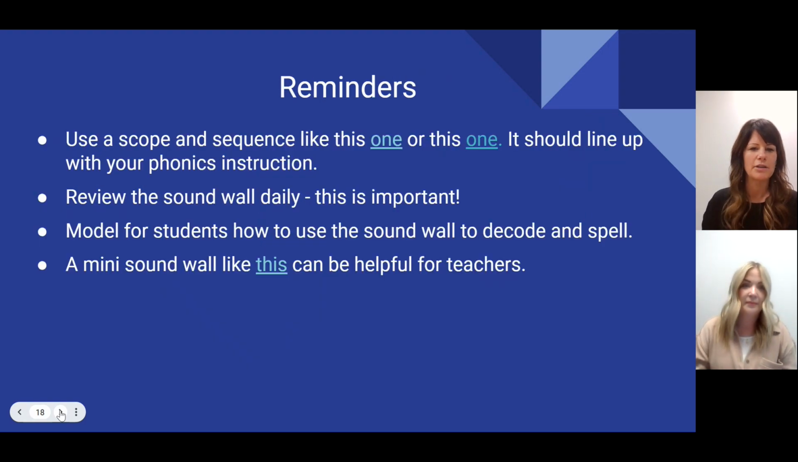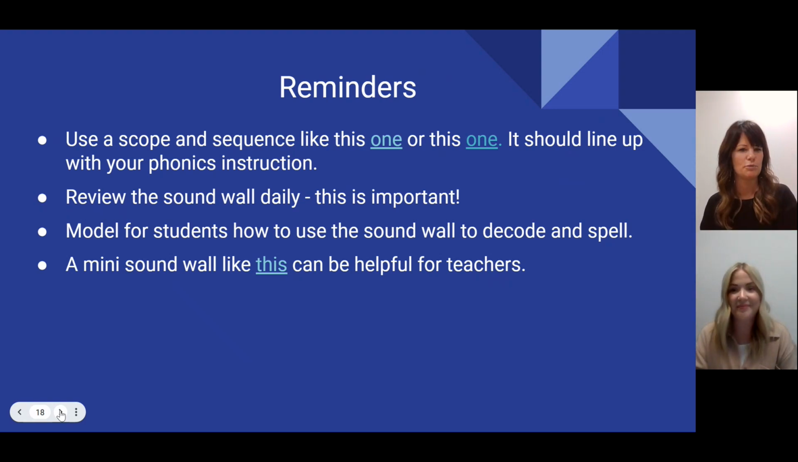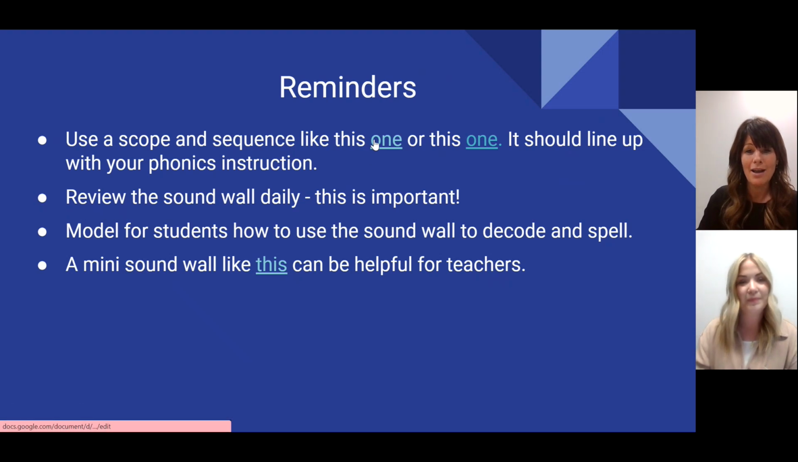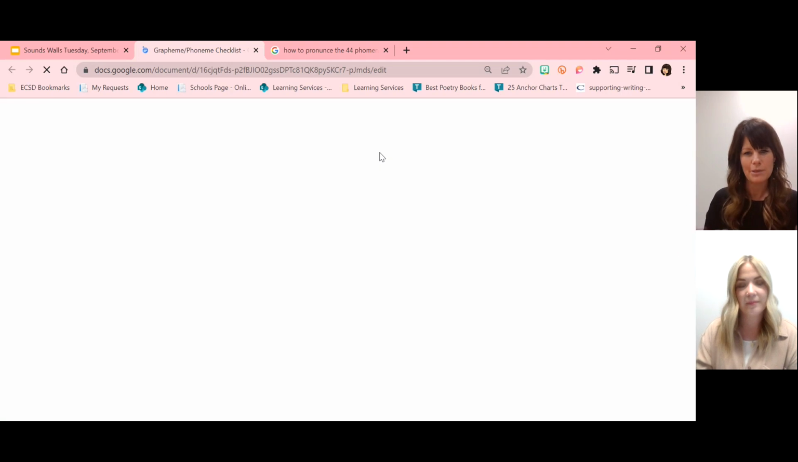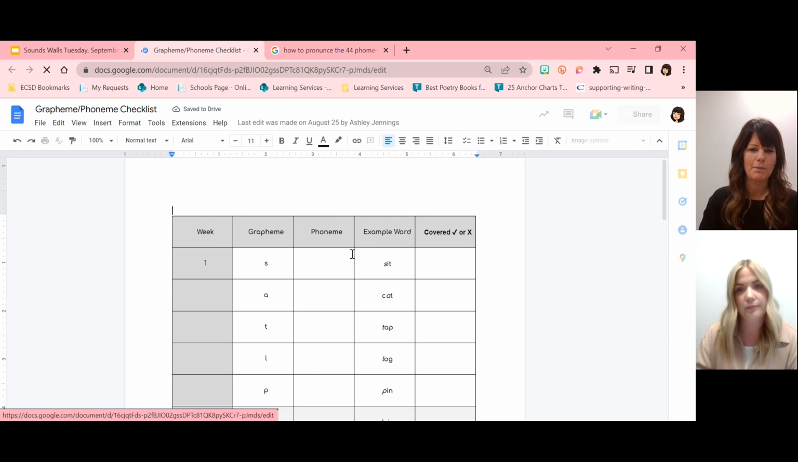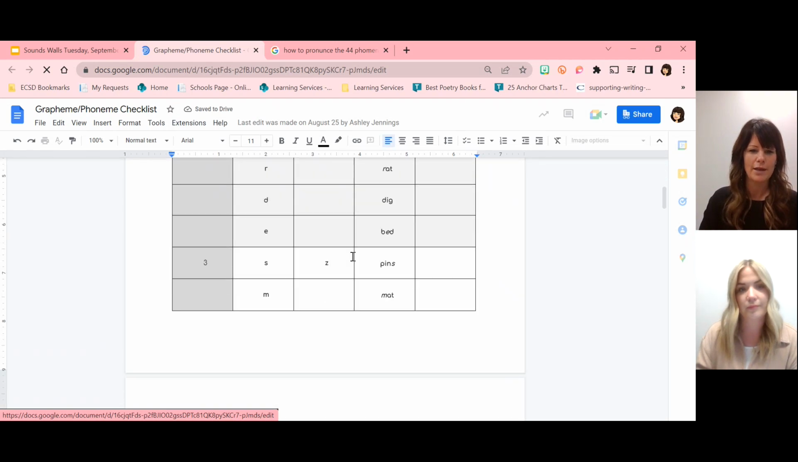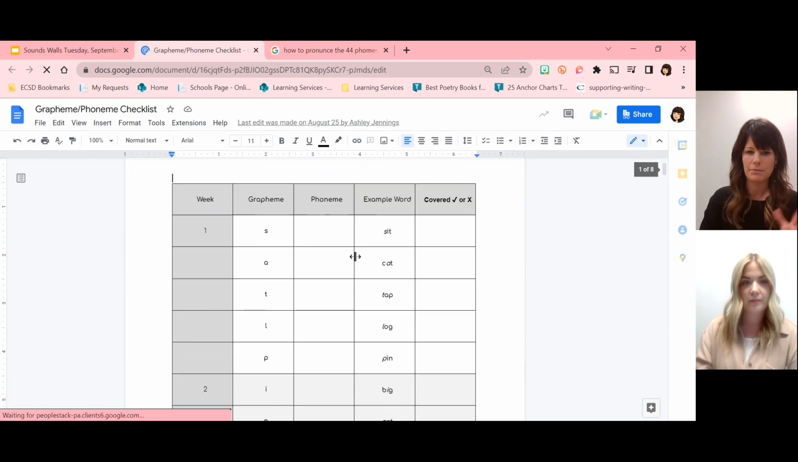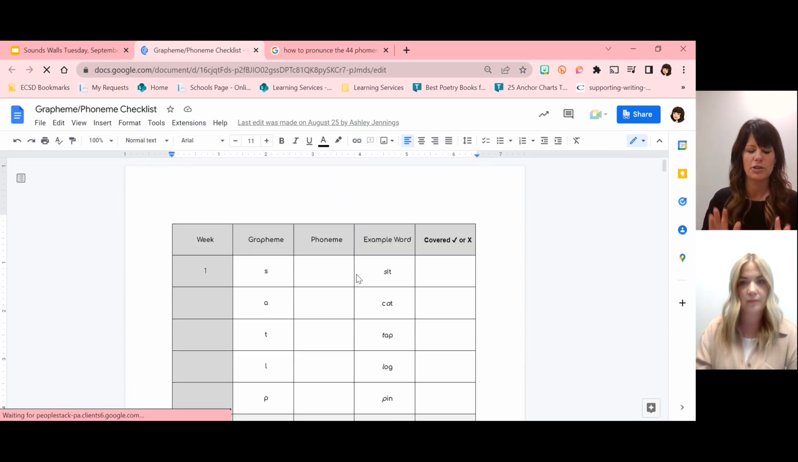So a couple of other reminders is, like we've said over and over, the importance of using that scope and sequence. There's one here that lines up with the grade 1 phonics program. It'll pop up here momentarily. This follows the exact format of those phonics lessons in grade 1. K can absolutely use this as well, and you can make some professional adjustments, which I know some teachers have.